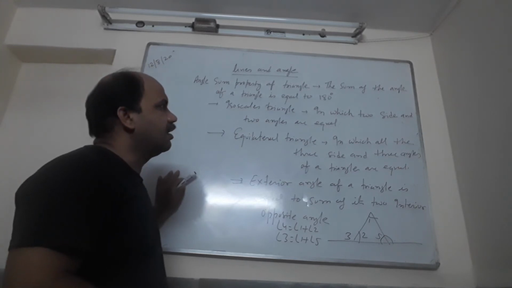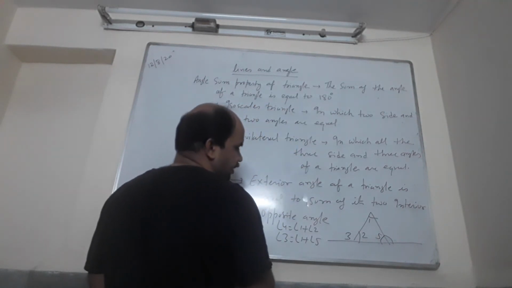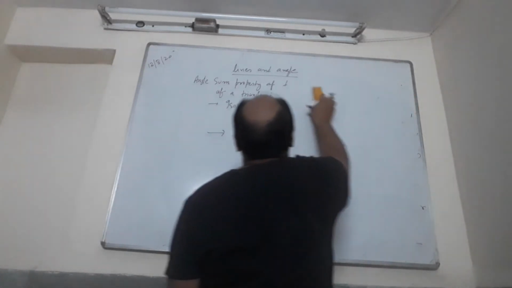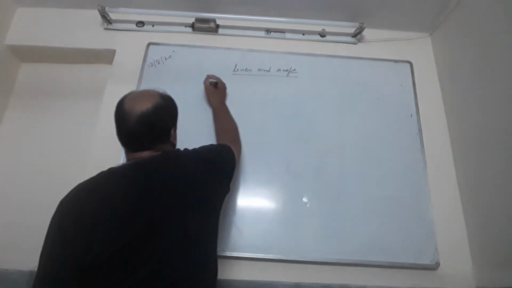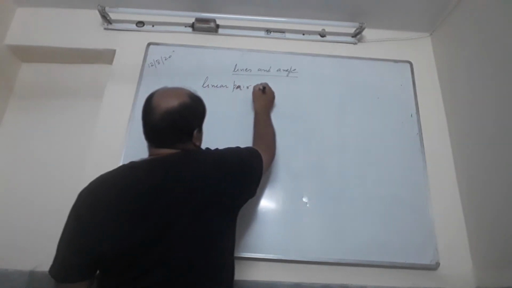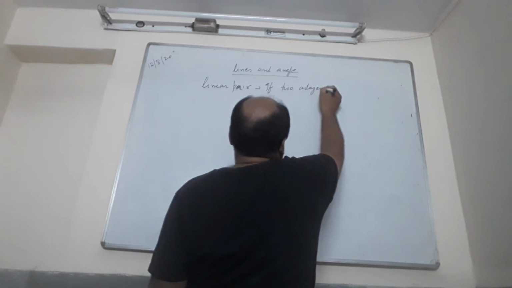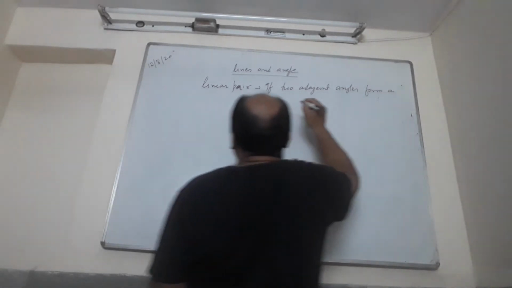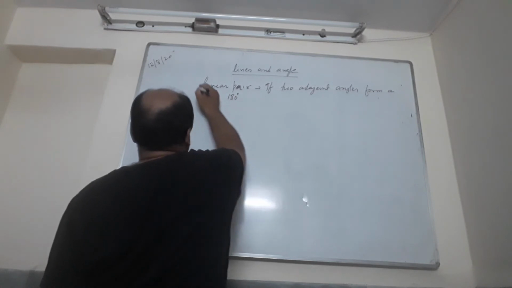Okay. So further we will see there are different types of angles. We also see some angles, like linear pair. Adjacent angles whose sum is 180 degrees are called a linear pair.